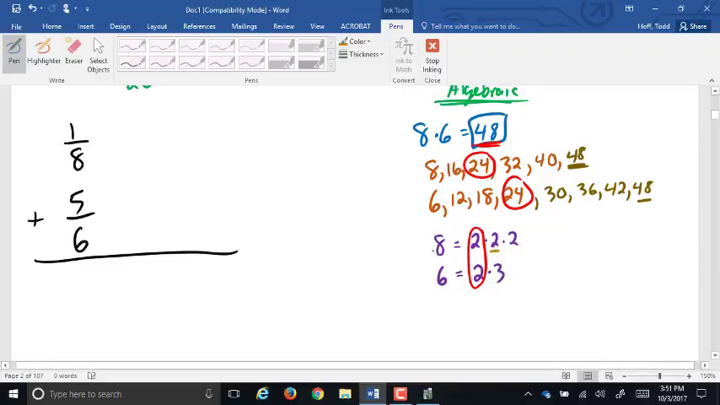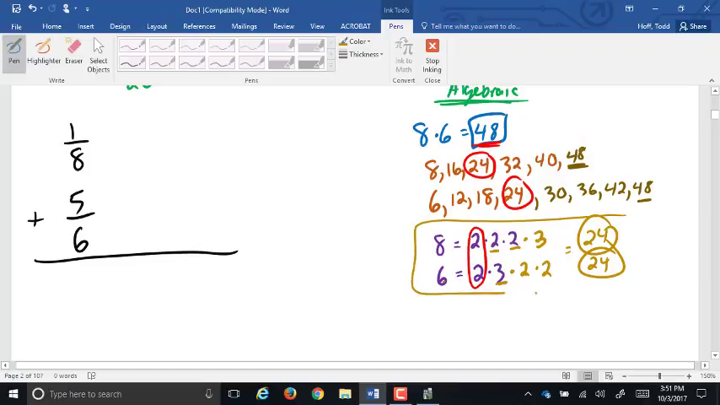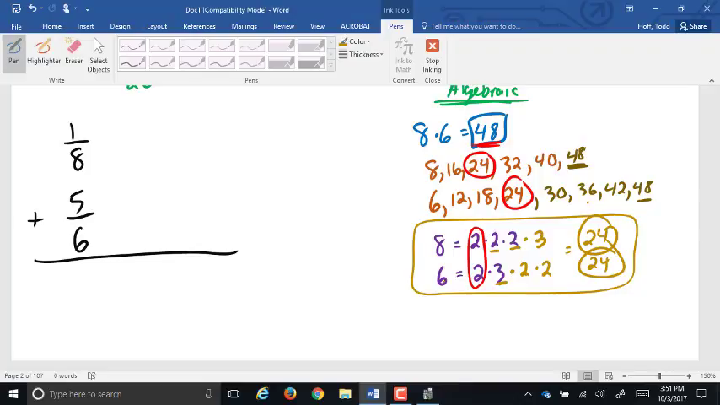Well, the top one, the 8, has a 2 and another 2. So the bottom number needs to be multiplied by 2 and another 2. The bottom number has a 3, so we need to multiply the top number by 3. So 8 times 3 is 24. 6 times 2 is 12, times another 2 is 24. 24 is our common denominator. The nice thing about this factoring method is, when we look at algebraic fractions, it's actually going to tell us what we have to multiply the numerator and denominator of each by.